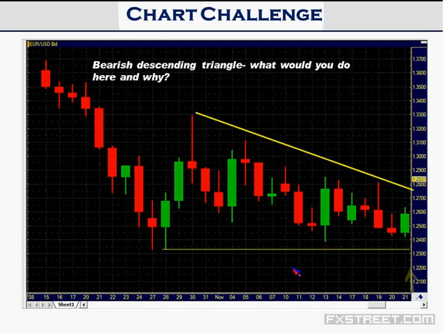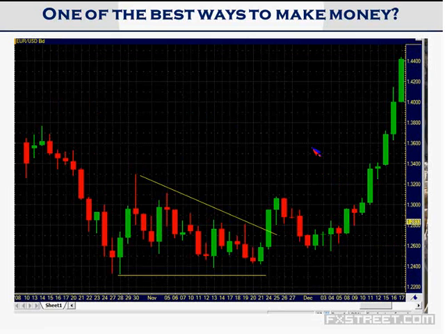Okay, let's do another chart challenge here. This is a bearish descending triangle. This is a classic Western charting technique. A descending triangle is a support area, and then you have lower highs. Now, what would you do here and why? Let's say you're flat. Would you be selling because you have a bearish candle, a bearish Western signal? Or would you be standing aside? And the correct answer is, drum roll please, in spite of the bearish signal, you should be standing aside.